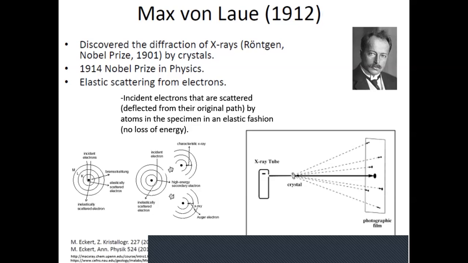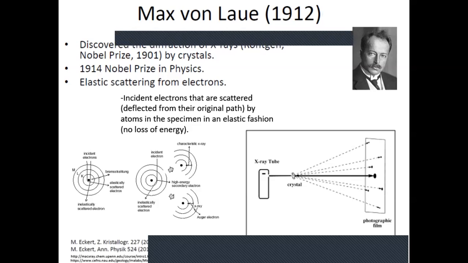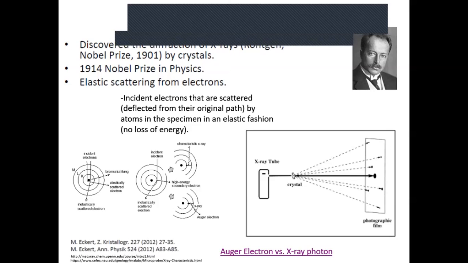And there are two types of inelastic scattering. So he proposed that it was elastic scattering. So the incident electrons that are scattered are deflected from the original path by the atoms in the specimen in elastic fashion. So there's no loss of energy in the X-rays. However, what we know is that it's inelastic scattering of electrons. And there are two types.